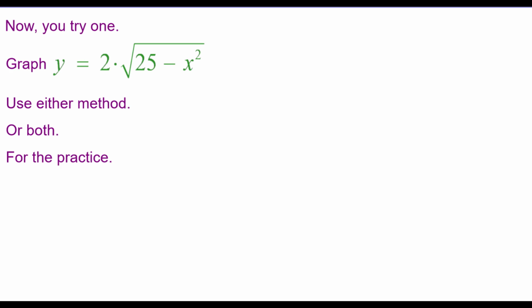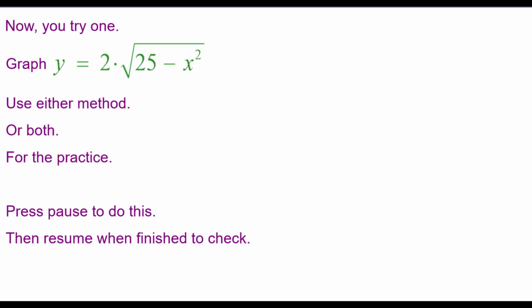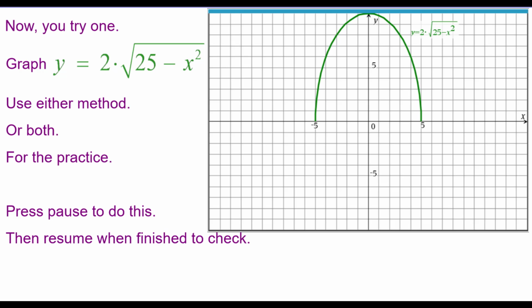Now you try one. Graph y equals 2 times the square root of the quantity 25 minus x squared. Use either method or both just for the practice. Press pause to do this and then resume when you're finished to check your answer. And here's our answer.